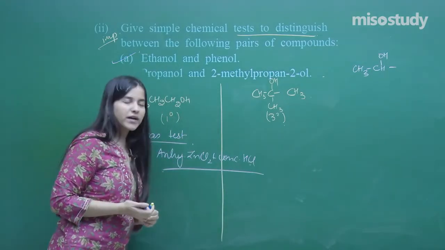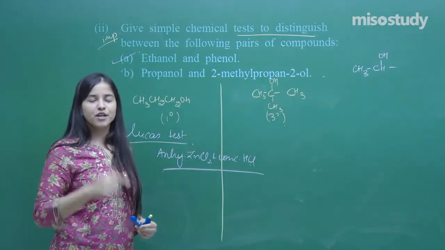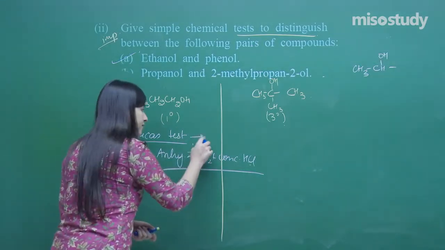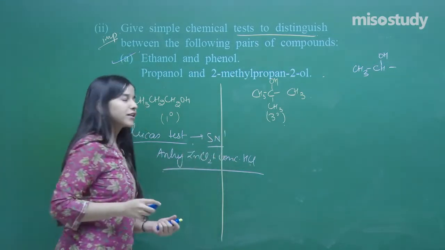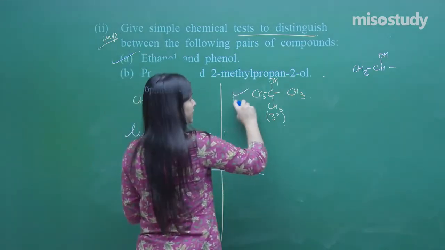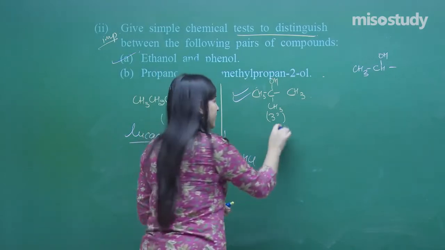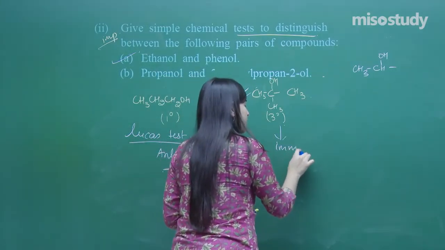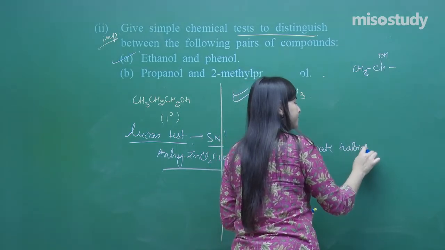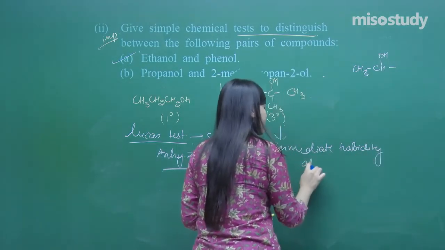And which one will give immediate turbidity? Here the mechanism followed is SN1, we know this. SN1 favors the carbocation formation. Which carbocation will be formed very easily? Here, the tertiary one. So it will give immediate turbidity at room temperature.